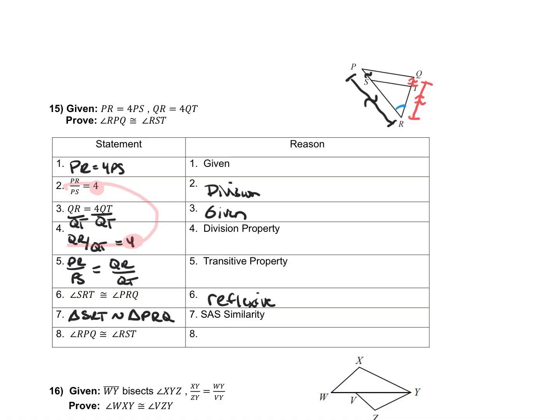Remember, we always use what they gave us instead of trying to create our own, so that way it's always true. And now because I have side, angle, side similarity, that means any angle is congruent. Corresponding angles are congruent, and corresponding sides are proportional. So since these are angles, this is corresponding angles of similar triangles are congruent.